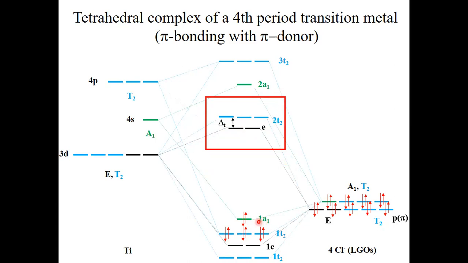Now what else is there to do? We have 10 additional electrons to consider, which are in the ligand. These 10 electrons need to go into the bonding T2 and the bonding E that we have created. Do we have any additional electrons to consider that are coming from the metal? In this case, the answer is no.